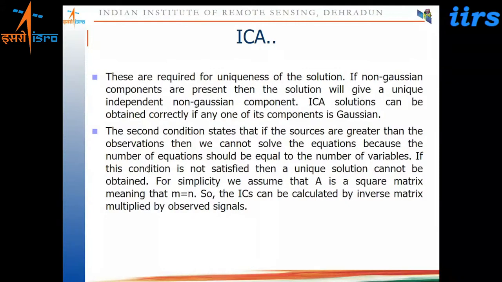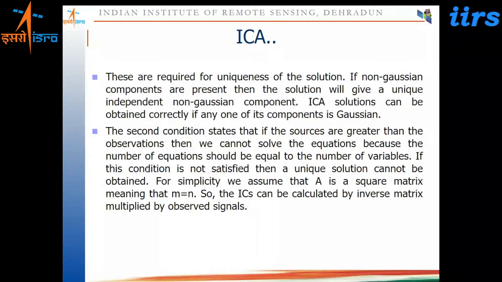If non-Gaussian components are present, then the solution will give a unique independent non-Gaussian component. An ICA solution can be obtained correctly if at most one of its components is Gaussian. So from all the components, only if at most one is Gaussian will our independent component analysis, or ICA, be able to solve it.